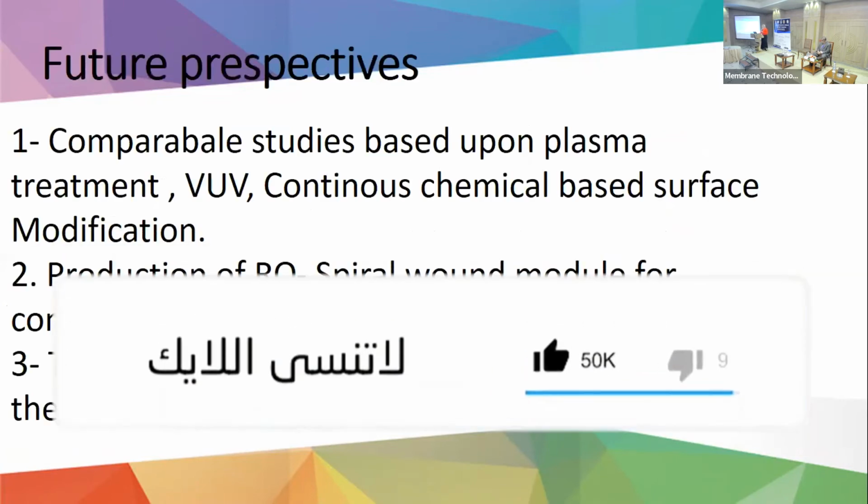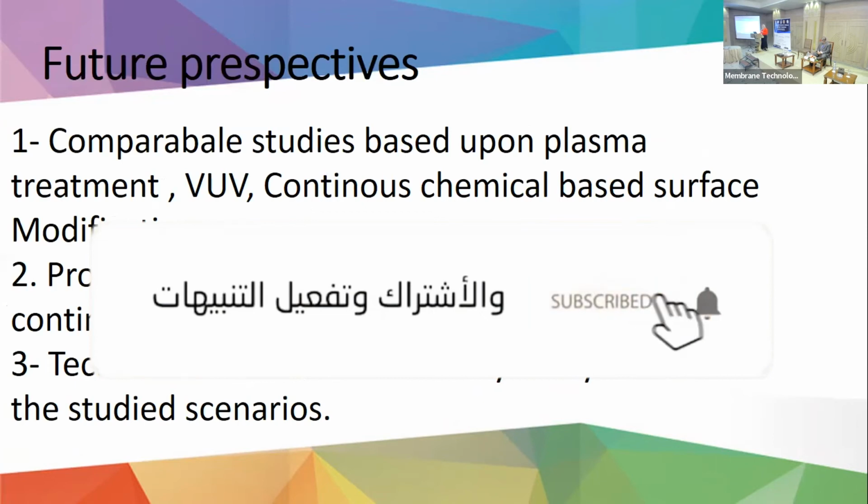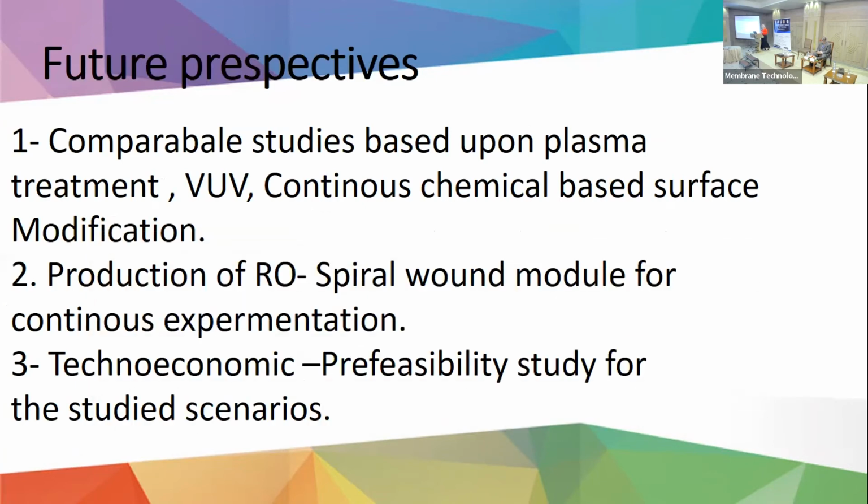Future perspectives, which we will work upon in the coming months: comparing the studies for these membranes upon treating them with plasma and graphene with a continuous chemical-based surface modification unit, the production of RO spiral modules for continuous experimentation, and finally the techno-economic feasibility study for the studied scenarios.